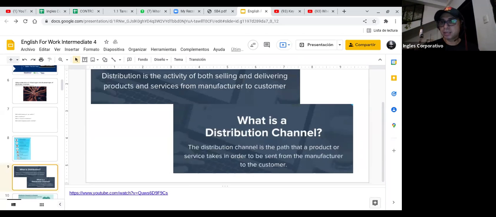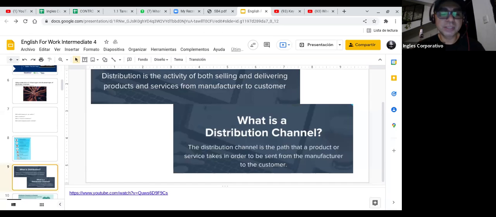So depending on the company, depending on the product, depending on the size of the company, depending on many factors, that is going to be the distribution channel. It's going to be totally different for each company. And sometimes also we can improve, we can change that distribution channel. So we're going to have something better in the future.